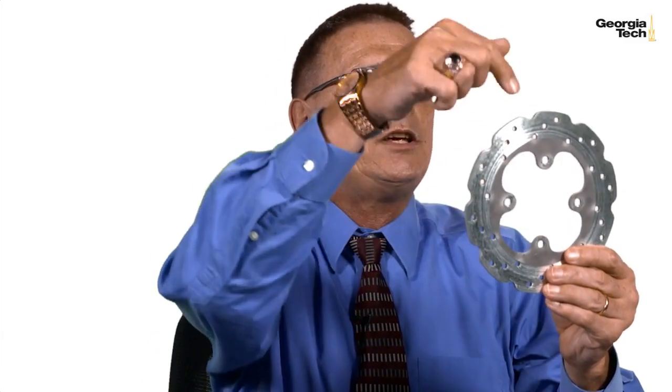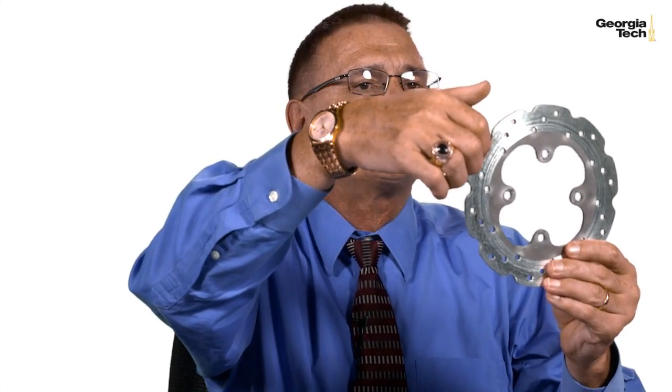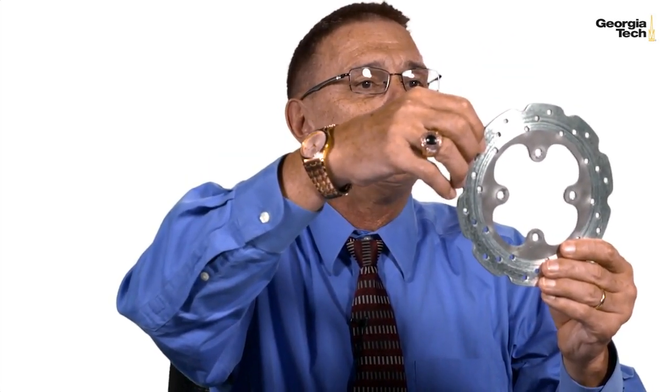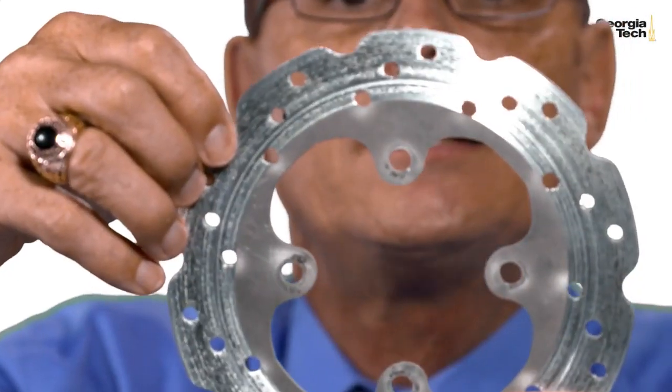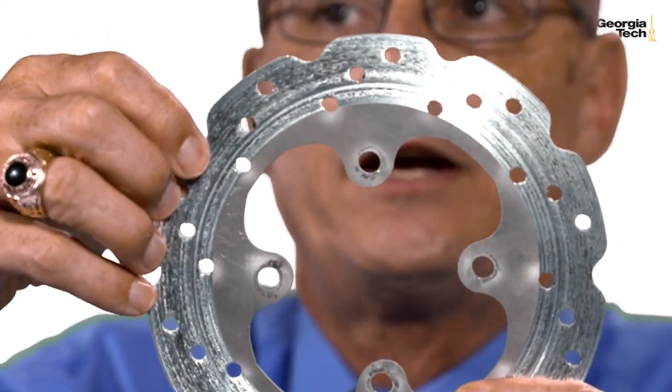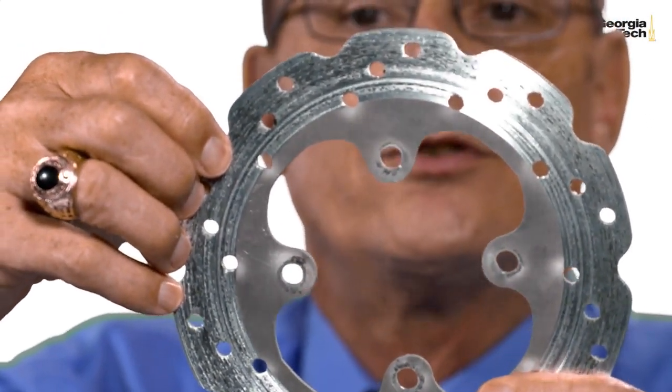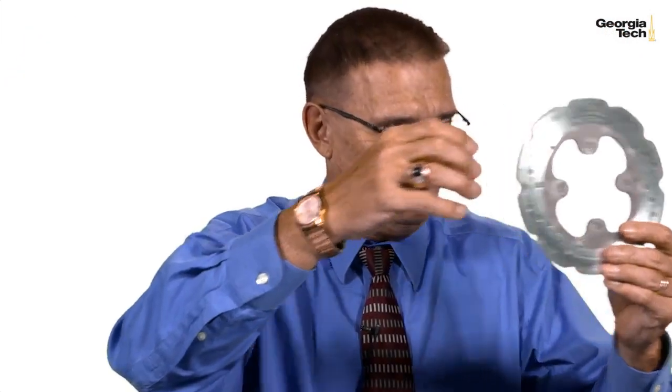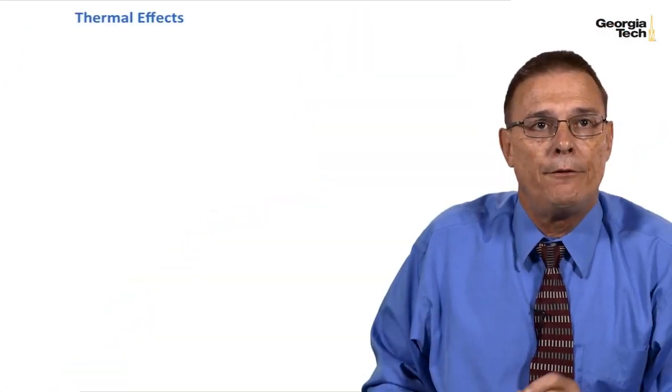This is a brake rotor that was made out of aluminum and was subjected to high temperature. And as a result, if you look closely, you can see that these outer holes are not circular, not round anymore. They've been deformed, so they've plastically yielded, which is an adverse effect of temperatures. And so this had to be redesigned. Let's continue to look at thermal effects.